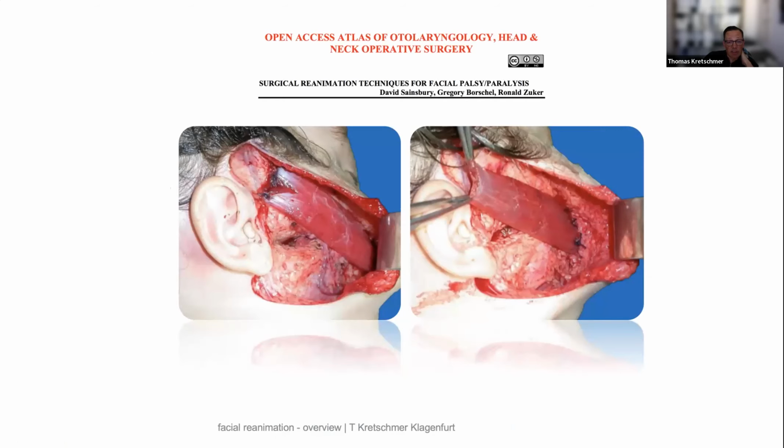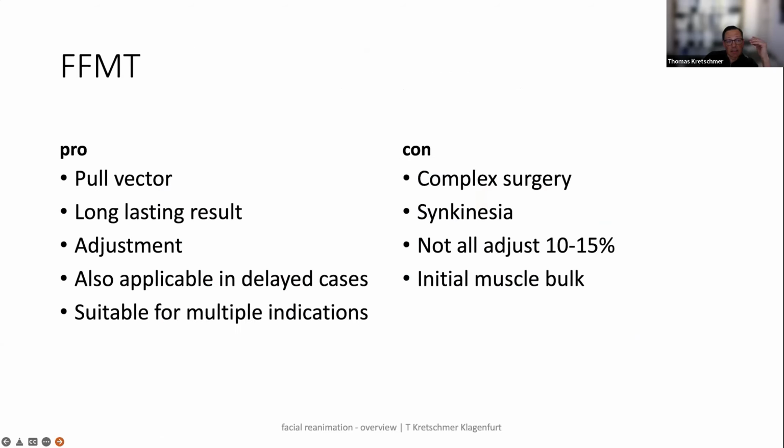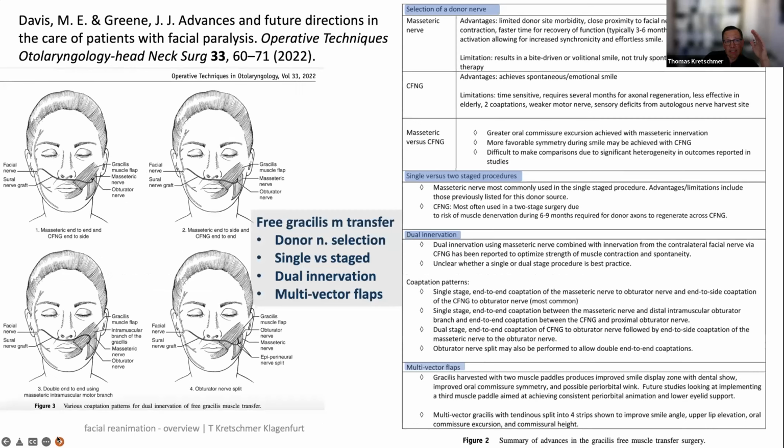This is how you can use the muscle. This I will leave out. This is with courtesy of Kartik. And as always, there are advantages and disadvantages of any procedure. And this is from the very recent literature, just to show you that actually with every technique, everything is under discussion. This is an example of a free functioning muscle transfer.